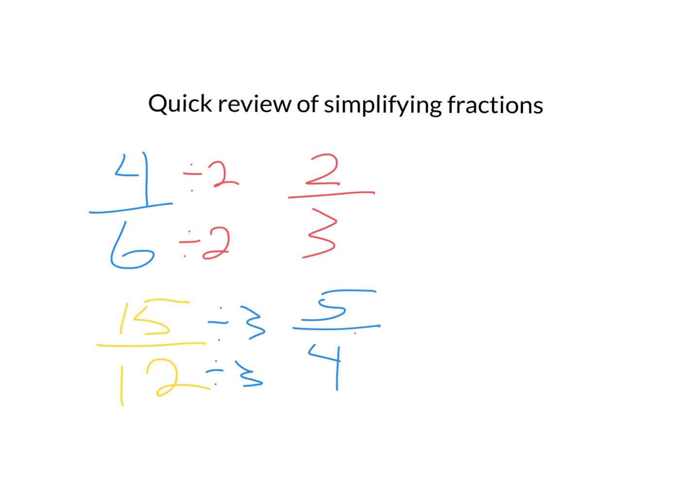So we find that common factor of 3. The greatest common factor is 3. 3 goes into 15 5 times, and 3 goes into 12 4 times. So we could write that as 5/4 or 5 over 4, okay? That's just a quick review. You can also use your calculator, just punch in 4 divided by 6, and it will simplify that fraction for you.